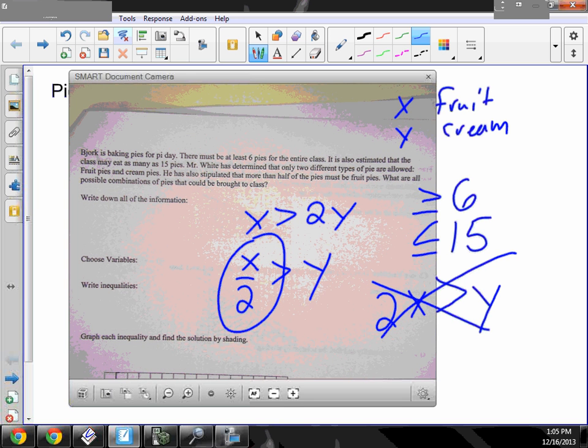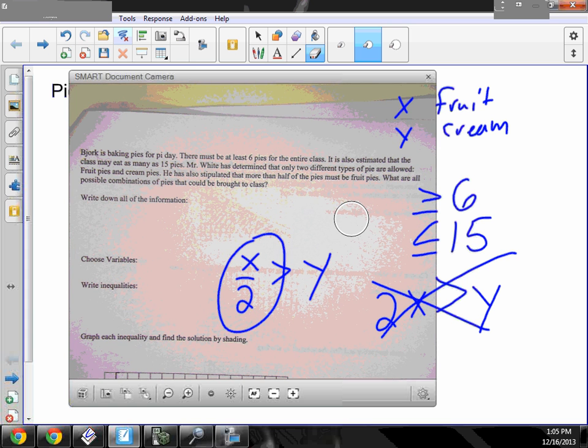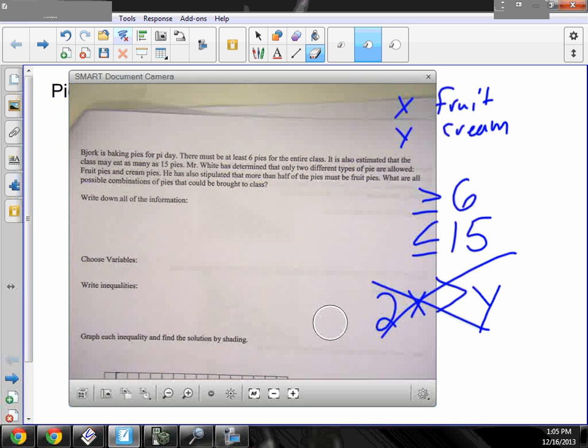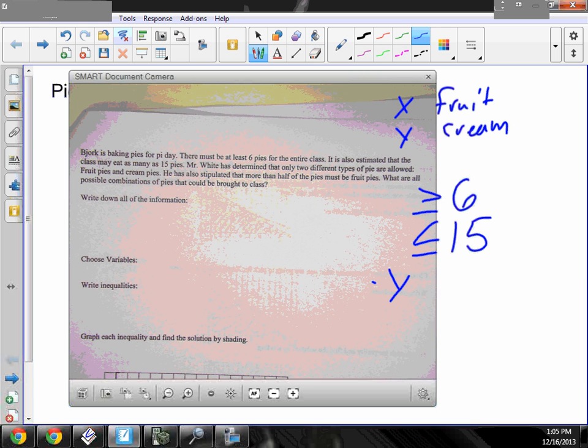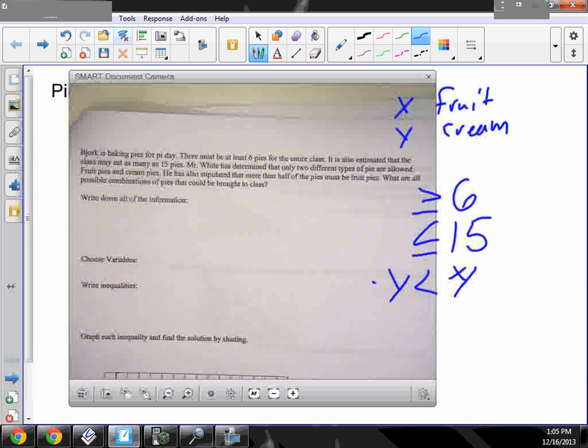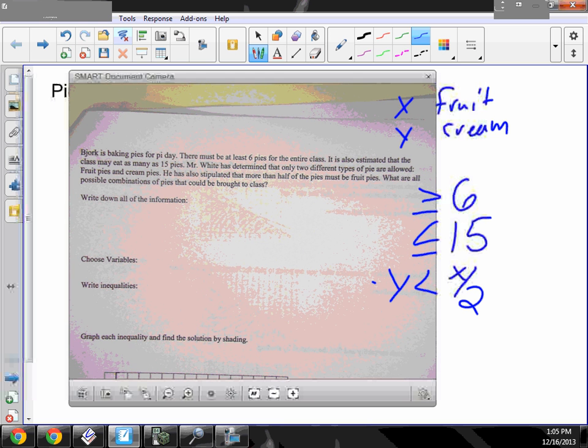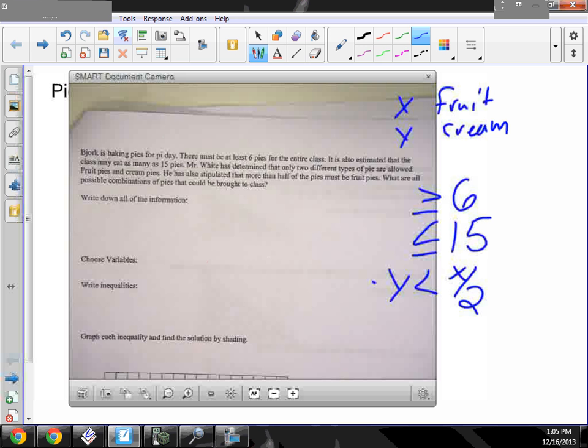Well, which one of those two equations is easier to graph? The y equals one. So I want the y by itself. We don't know how to graph when the x is by itself. So my third requirement is going to be y is less than x over 2. The number of cream pies is less than the number of fruit pies divided by 2.